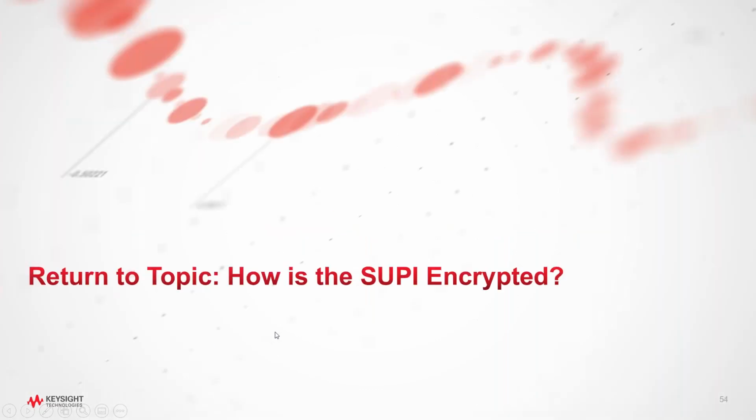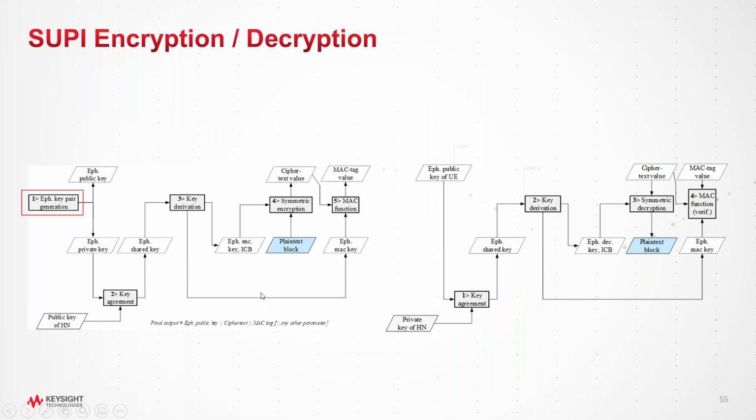Okay, so let's now go back to our topic of encrypting the SUPI. Okay, again, another busy diagram. Stay with me. I'm going to try to simplify this for you. On the left side is the SUPI encryption, this is on the device side, and on the right-hand side we have the network side.